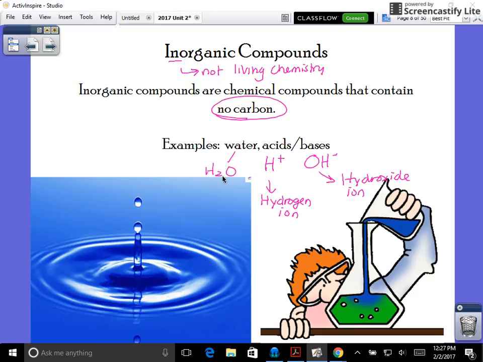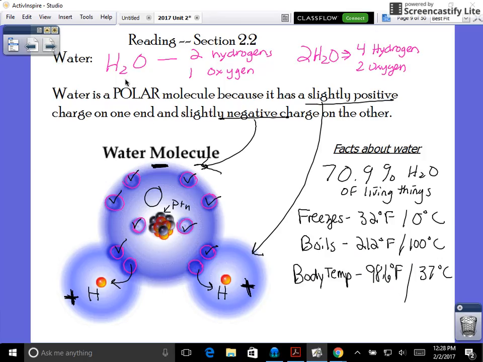The symbol for water is H2O. Often acids are represented with the hydrogen ion, and bases are represented with the hydroxide ion. The pH scale you're familiar with is a concentration of the hydrogen ions present, and that's what gives something its name, acidic or basic. So let's take a look at water. And I encourage you to make sure you read section 2.2 to follow up with our lecture in class.